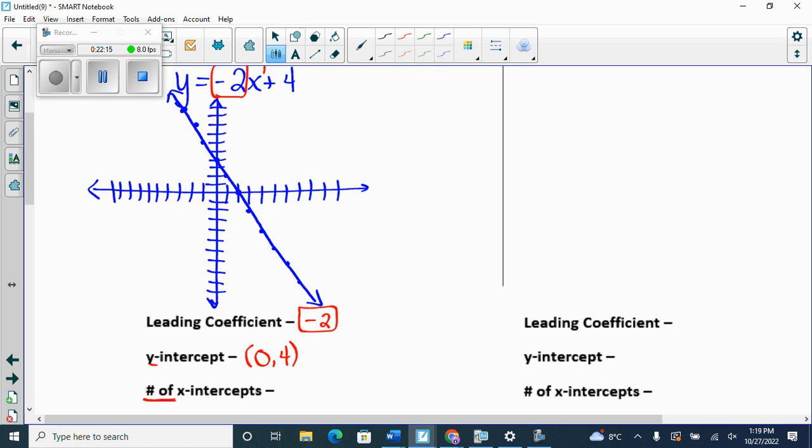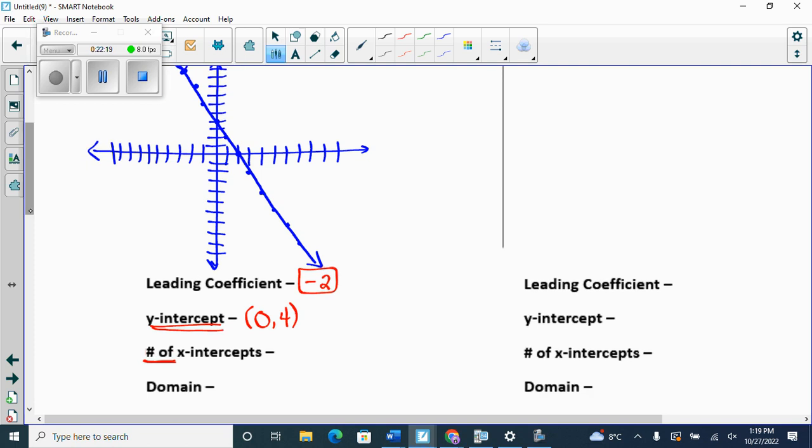So this one says y-intercept. Do you see that? I did these both differently to prove a point because these are done terribly on the test. Y-intercept is not asking for the number of y-intercepts. It's asking for what the y-intercept is, correct? 0, 4. What is this one asking me for?